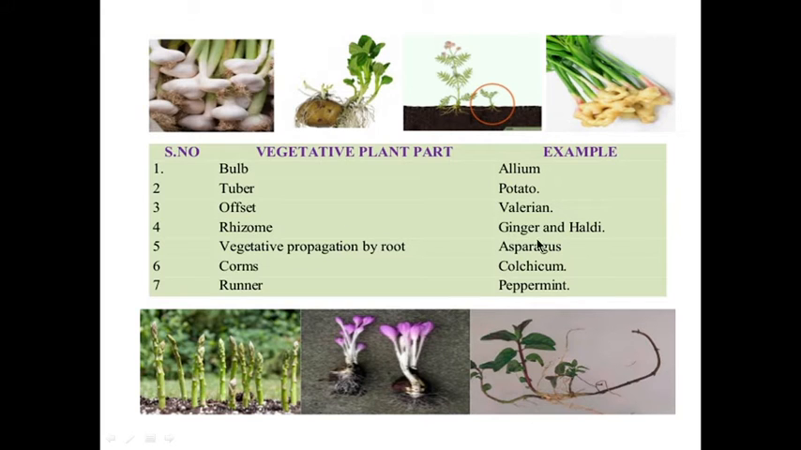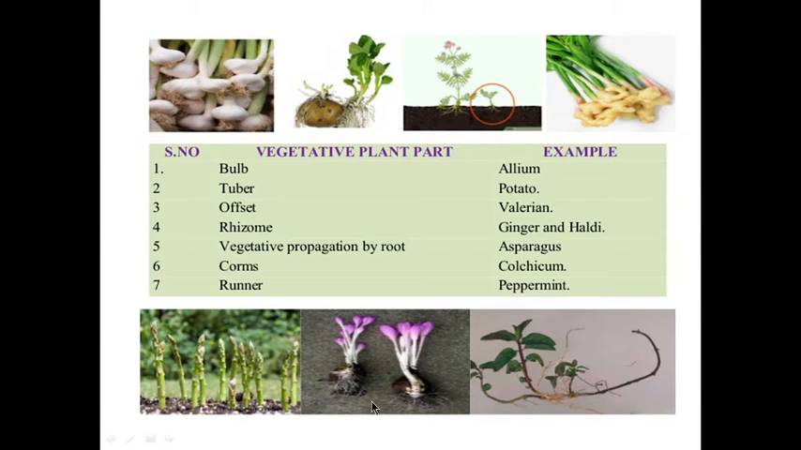Next one is rhizome. You can see here the ginger and haldi rhizomes. These rhizomes are again used for cultivation of large amounts of ginger or haldi in the field. So rhizomes are used for vegetative propagation. After that, vegetative propagation by root. In case of asparagus, roots are used. Here you can see the roots of asparagus, and they are planted in the field, and in this way the vegetative propagation by root is done in case of asparagus.